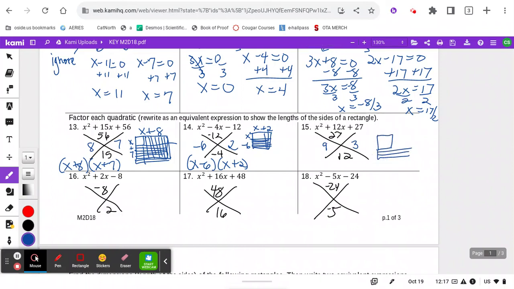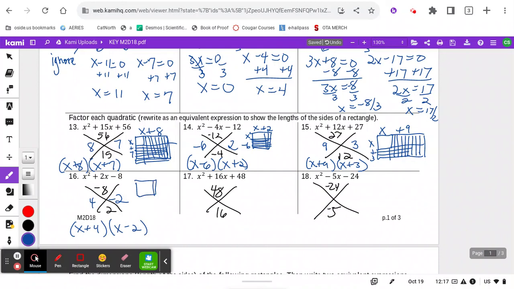Extended by 3, extended by 9. Negative 8 to a 2. Let's try 4 and 2. And it's going to be 4 minus 2. Cut in by 2 on one side, extend by 4 on the other.